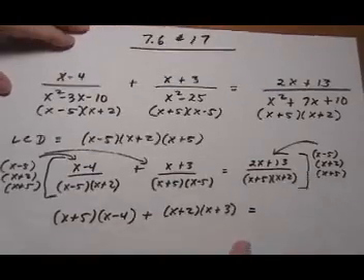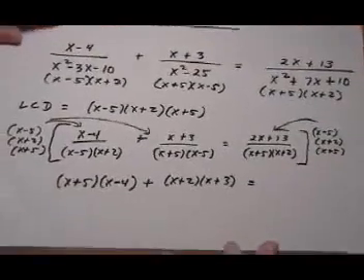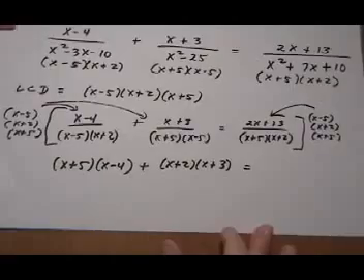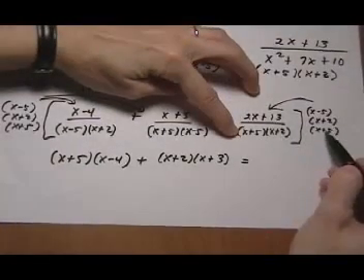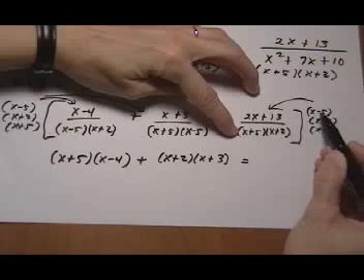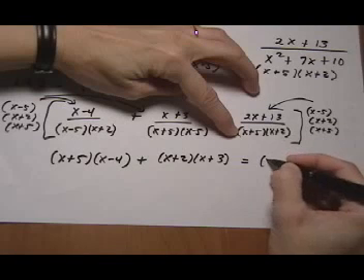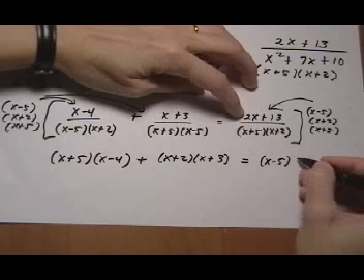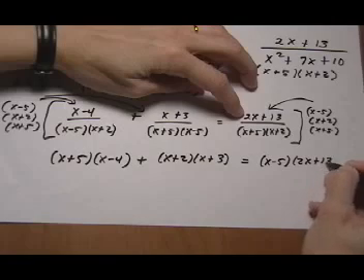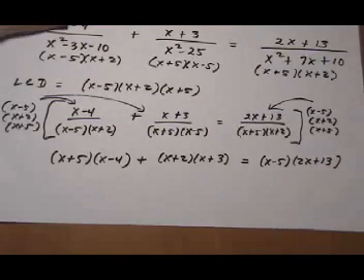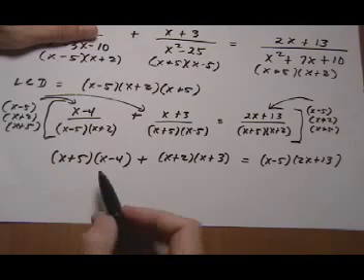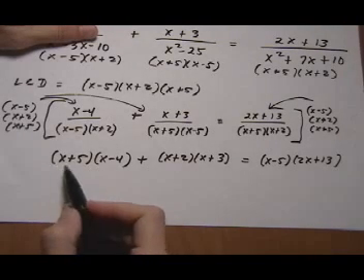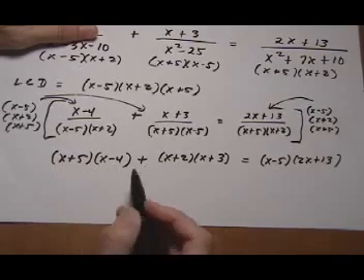Then on the last fraction, the x plus 5 cancels out, the x plus 2 cancels out. We're left with x minus 5 and the numerator. And now we have a new equation with absolutely no denominators, which is exactly what we want. Next step is going to be to distribute and then combine like terms.